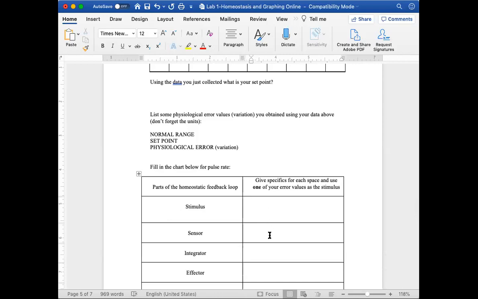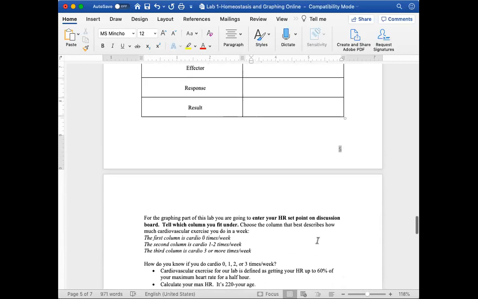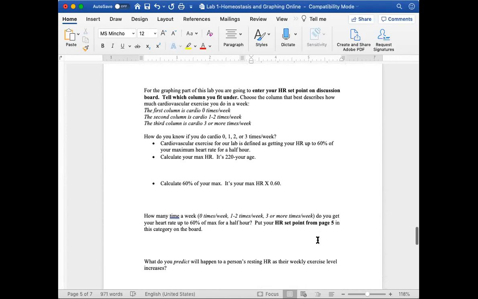I'll let you know, you guys, that this is going to be a baroreceptor reflex. Look under baroreceptor reflex, right? So your blood pressure and heart rate are regulated via baroreceptors. And that should help.